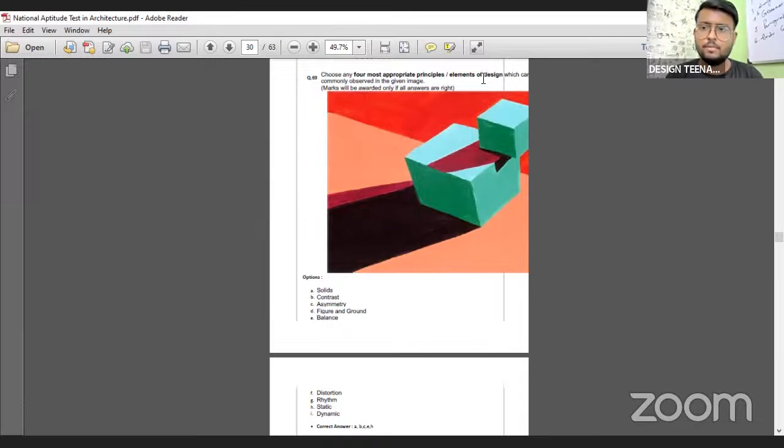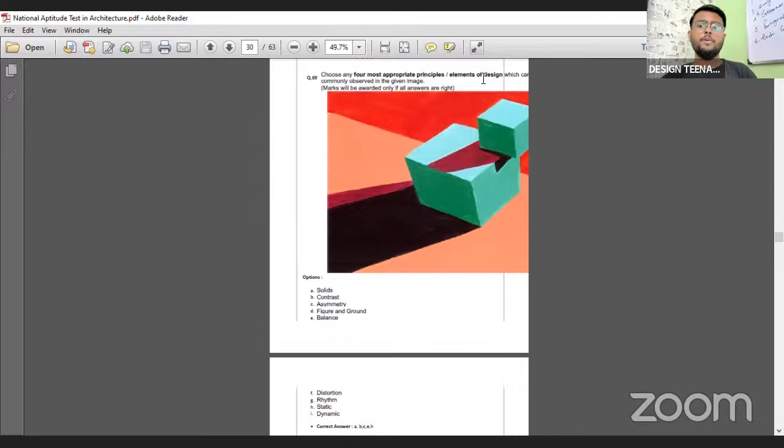Let me open the PDF. So we need to talk about figure and ground, right? Now we will go a bit up and see. I'm just trying to open that page where there is figure and ground. Give me a second. Okay, I have got that page of figure and ground. Now in figure and ground, what is there?